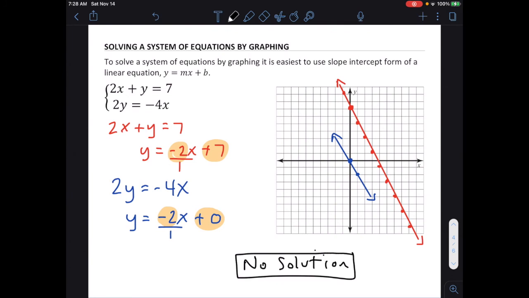Okay, so anytime you see two lines with the same slope and different y-intercepts, they are never going to cross because they're parallel, so we would say they have no solution.